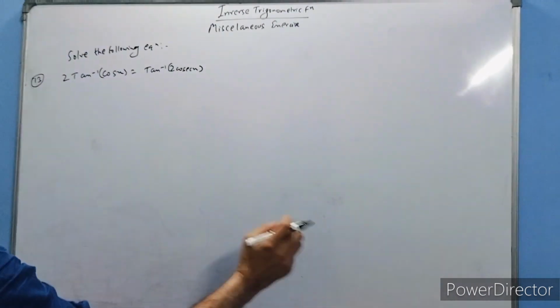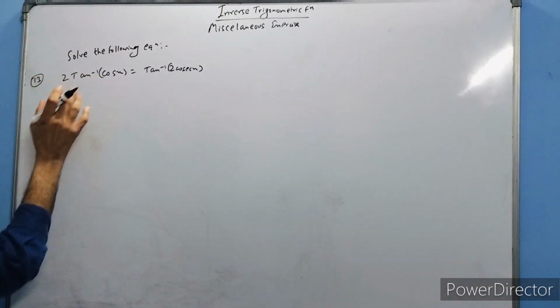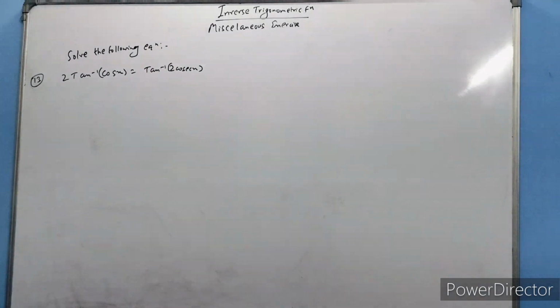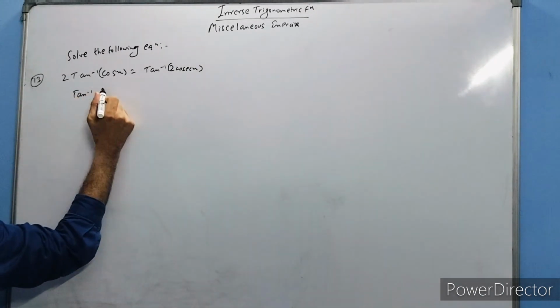We have the 13th question here, they have given 2 tan inverse cos x is equal to tan inverse 2 cosec x. Okay, this is the question I have. Now what we can do is put a formula here: 2 tan inverse x in terms of tan will be tan inverse 2x.